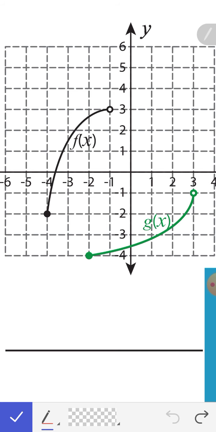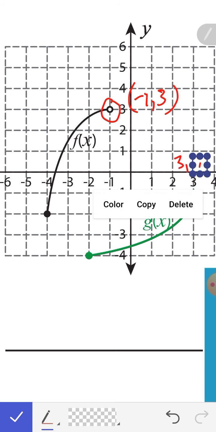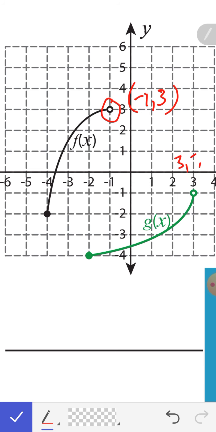Now, if they're inverses of each other, then their coordinate points will be flipped. On this function f(x), the coordinate point is x is -1, y is 3. So if the green function is an inverse of that one, then I expect this point to be flipped. I expect it to be x is 3, y is -1. And I can see that that's true. This is -1, 3, and this one is flipped. X is 3, y is -1.